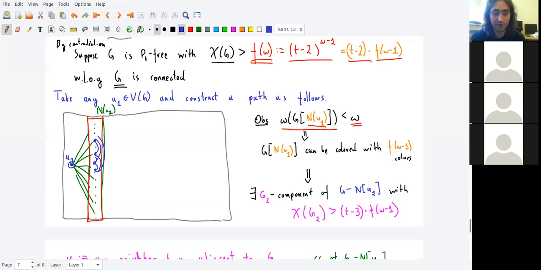And this is the key point, because now we are doing induction on omega, which means that I can apply my induction assumption to this neighborhood. So I can now color this neighborhood of U1 with f of omega minus 1 colors. Yes, I am allowed to, meaning if I want just to color this neighborhood, f of omega minus 1 colors would suffice. But I need to color the whole graph, right?